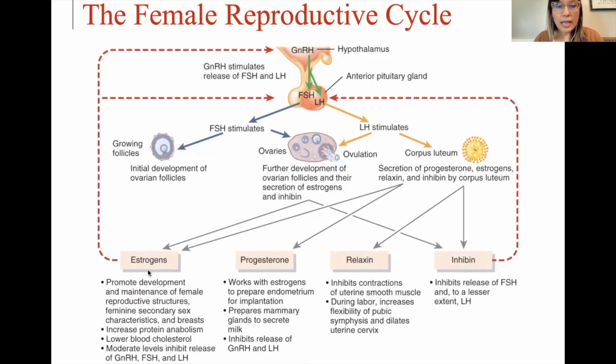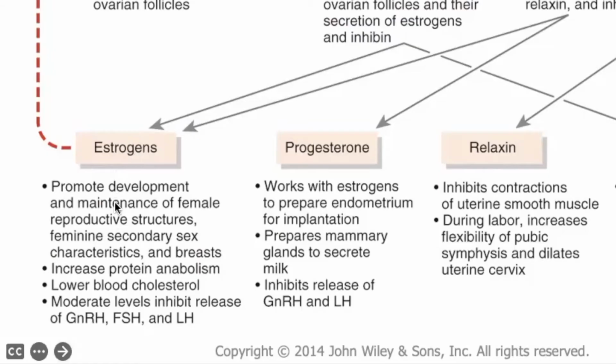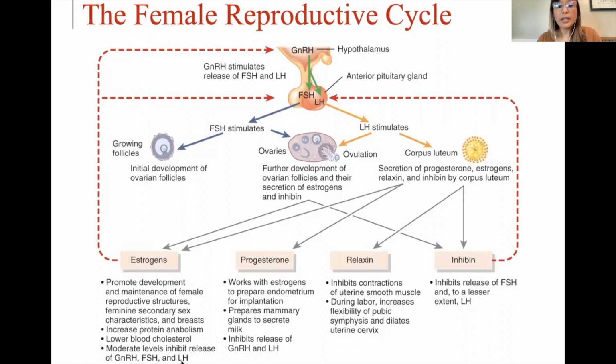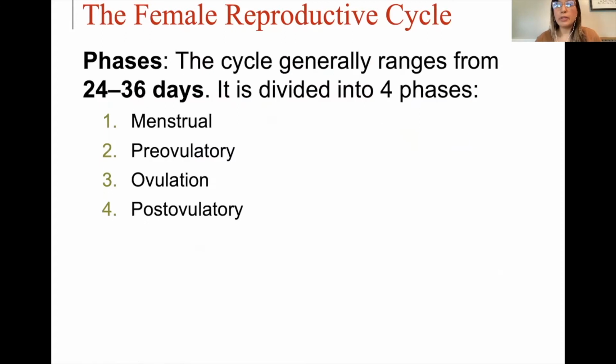And then lastly, estrogens. Estrogens promote the development and maintenance of the female reproductive structures, the feminine secondary sex characteristics, and the breasts, as well as increasing protein anabolism and lowering blood cholesterol, and it moderates levels or inhibits the release of GnRH, FSH, and LH. The female reproductive cycle has several phases.